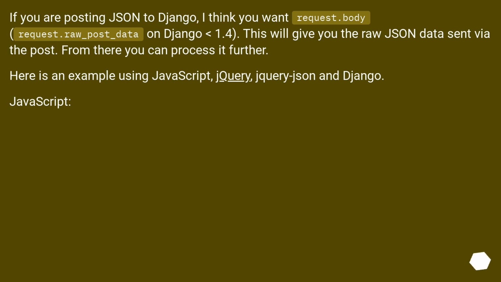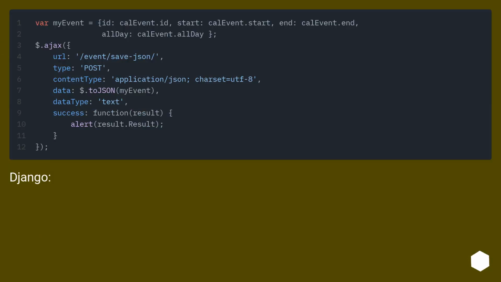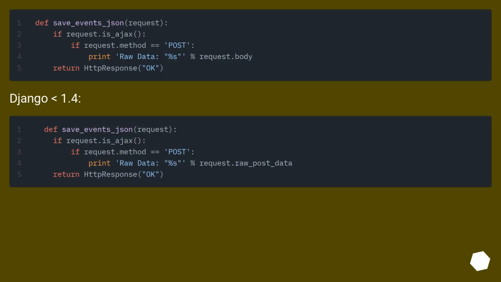Here is an example using JavaScript, jQuery, JSON and Django. JavaScript. Django. Django is lower than 1.4.